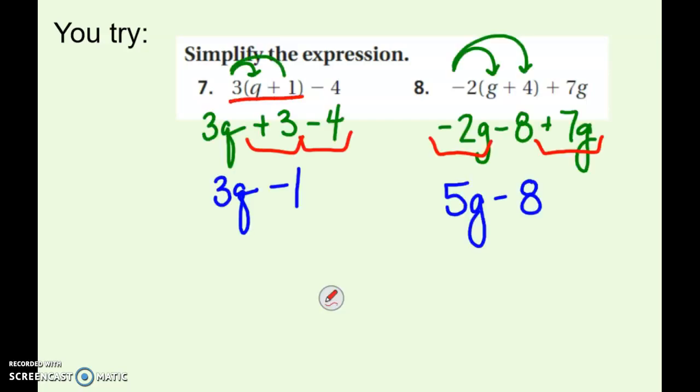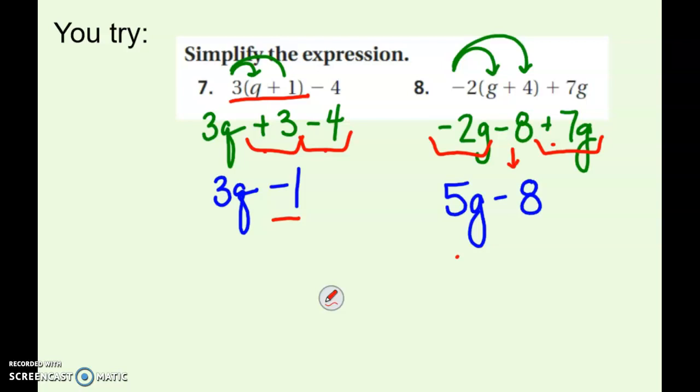Okay, in this first one I distributed and got 3q plus 3. Then I just brought down the minus 4. Put my plus 3 and my minus 4 together right here to make negative 1. And I'm good to go. Number 8, I distributed and got negative 2g minus 8 plus 7g. And then I put my g's together and got 5g. And then I just brought down the minus 8 right there to get 5g minus 8.